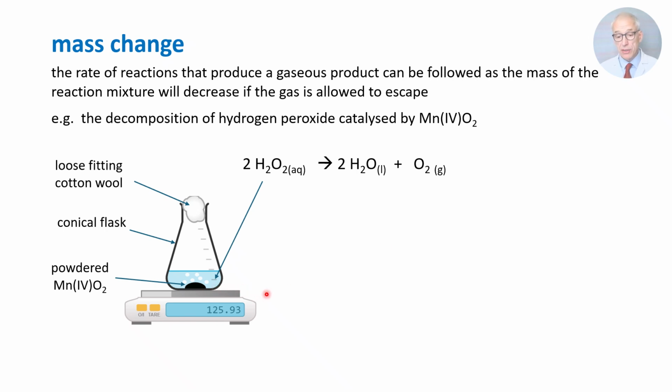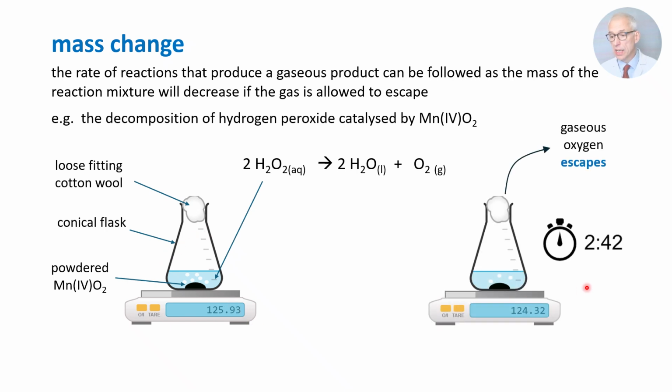So the experimental setup would be the reaction mixture in a conical flask with the catalyst, loose-fitting cotton wool allowing the gas to escape, and we would take an initial mass. As time goes on, the mass will go down.